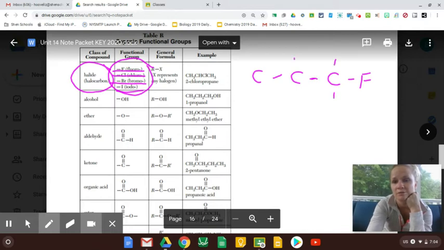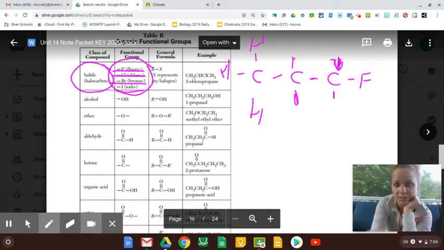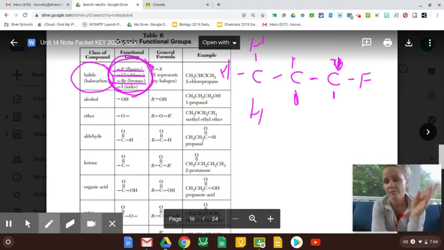And pretend that these are H's. Remember, instead of writing all these H's because it's annoying, you can just leave it as lines and it's just assumed that there's an H there. So if I take a regular old organic molecule and stick any of these 4 on there, I've now made it a halocarbon because it's a carbon chain with a halogen stuck to it.